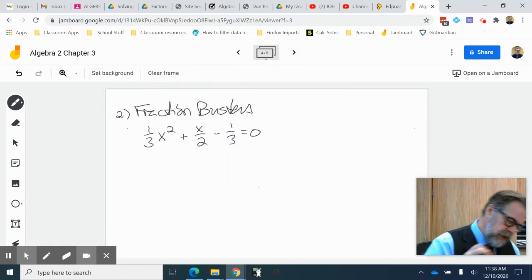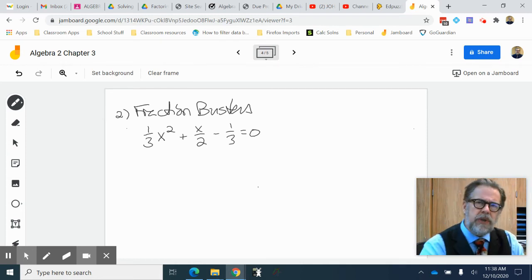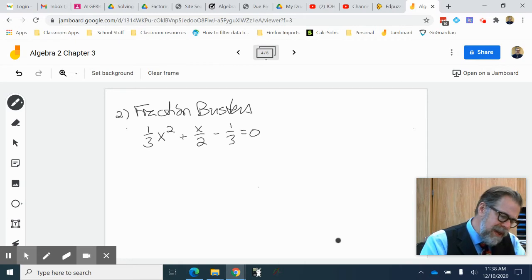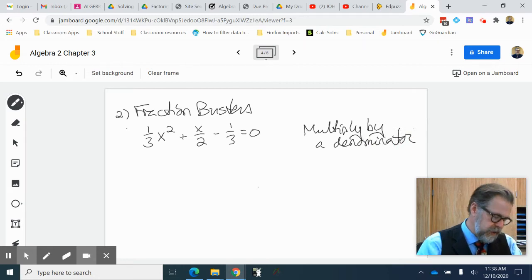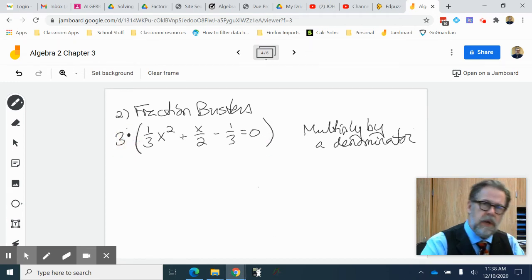All right, let's look at another one. Fractions. Fractions are horrible. Fractions are awkward. Turning them into decimals doesn't help because these are going to be irrationals. 0.3 repeating. We can't solve that. But what we can do is multiply the whole equation by a denominator to bust out those fractions. So I'm going to multiply this whole thing by 3, one of the denominators.